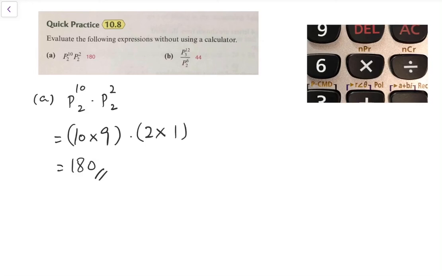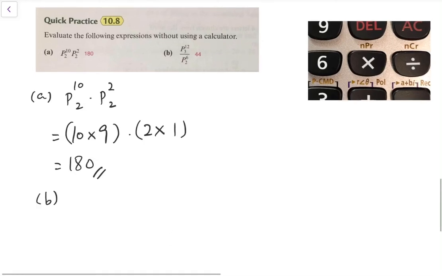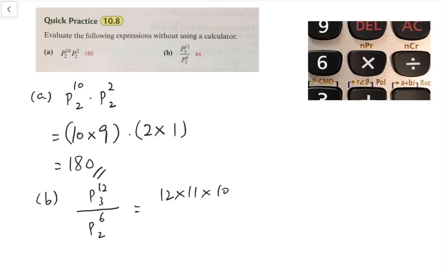Then how about part B? Part B is 12P3 over 6P2. Then we can get 12 times 11 times 10, which is 3 numbers, and then 6 times 5, which is 2 numbers. So you get this is 2, and then this is 2. So 44, finally.